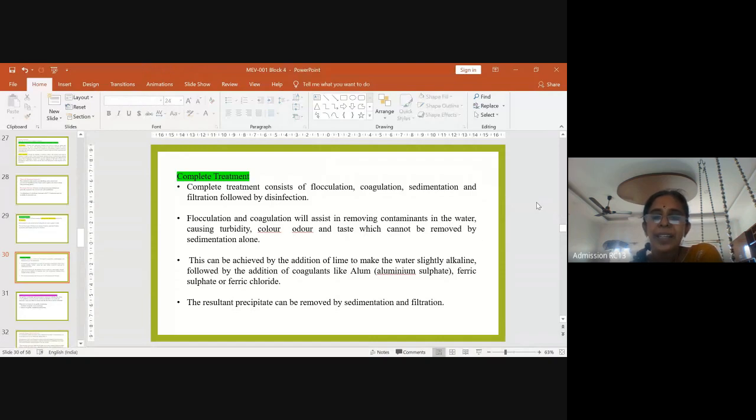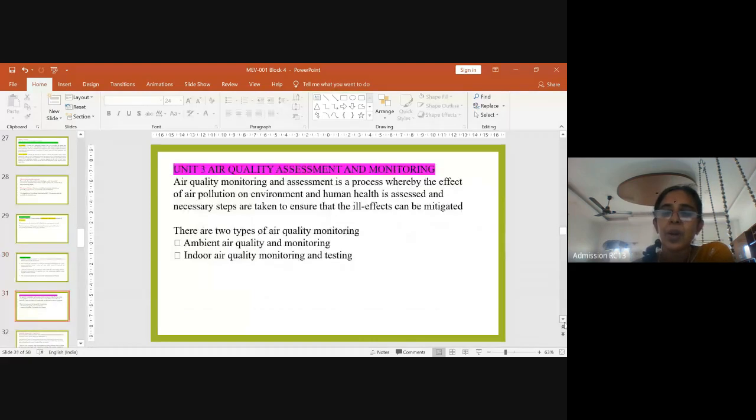Some of the coagulants like alum, ferric sulfate, and ferric chloride are also used for flocculation and coagulation. And when we add these chemicals, a precipitate is formed. This precipitate is removed by sedimentation and filtration. And finally, disinfection is done again by chlorine.